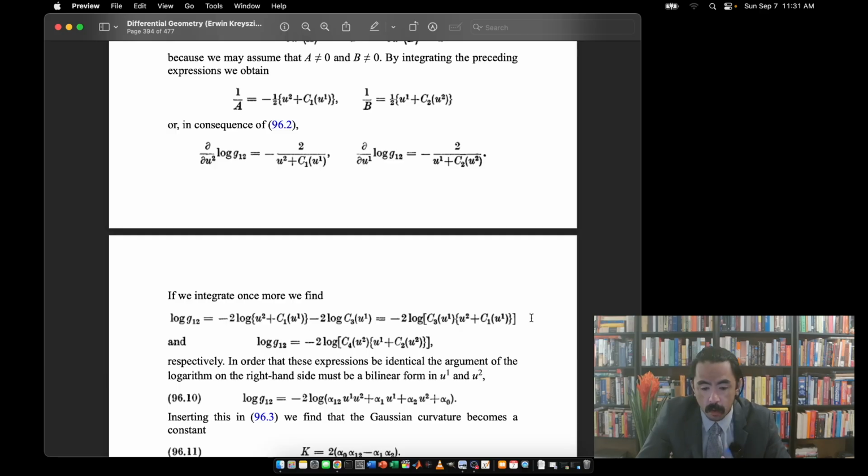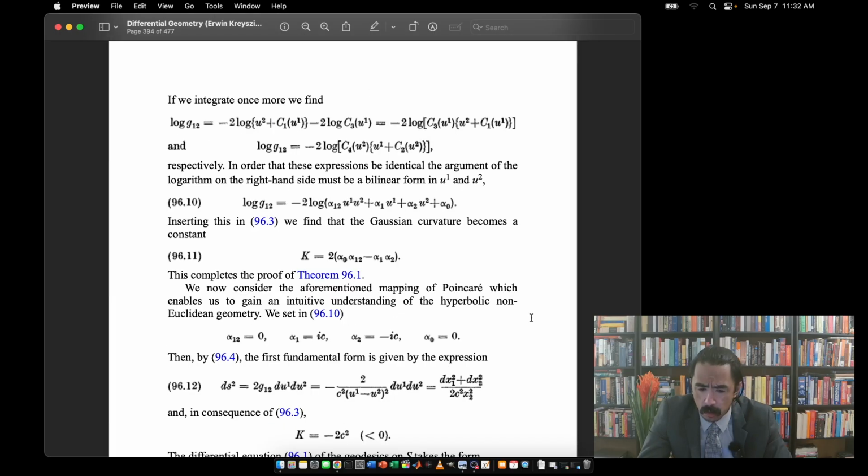Or, in consequence of expression 96.2, partial u2 of the logarithm of g sub 1,2 is equal to the negative fraction which has 2 in the numerator over a denominator of u2 plus capital C sub 1 in terms of u1. We also have that the partial with respect to u1 of the logarithm of g sub 1,2 is equal to the negative fraction with 2 in the numerator and the denominator u1 plus capital C sub 2 in terms of u2.